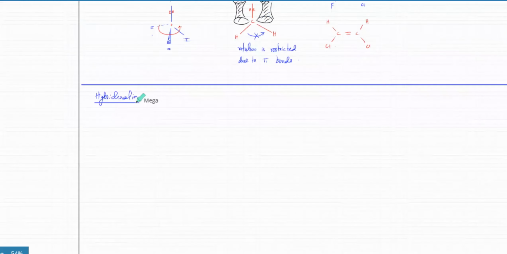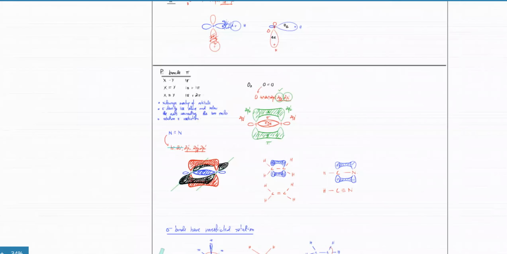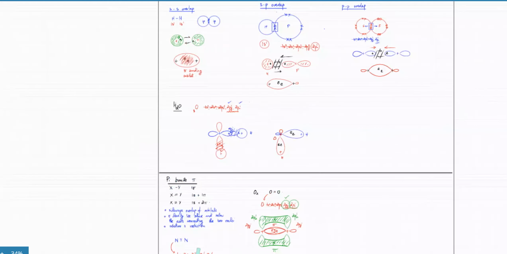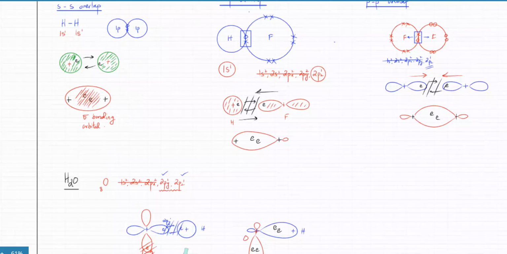So hybridization is this thing. We did study what happens to orbitals when they bond, right? The orbitals kind of change when they bond. If you look at a spherical s orbital, the electron is in this area over here. What happens is that when the bonding happens, the orbital changes shape.